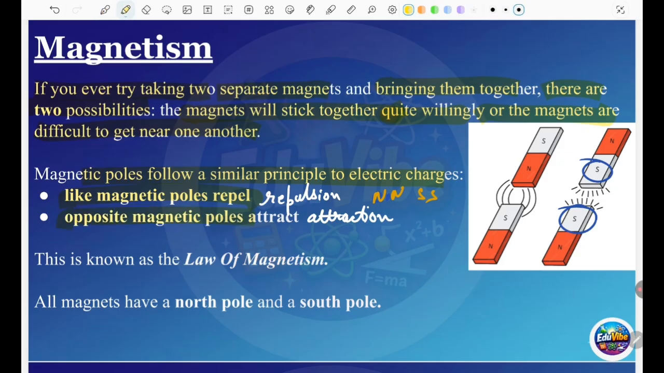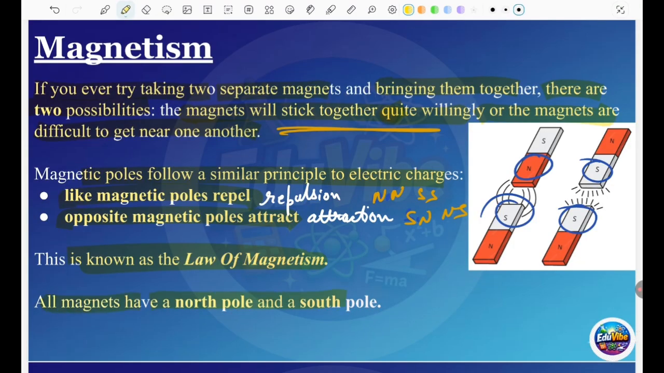But with opposite magnetic poles, which means south and north, or north and south, they attract. They will stick together. So either they attract or they repel. That's the two things they do when we put two magnets close together. All of this is known as the law of magnetism, which we cover today.